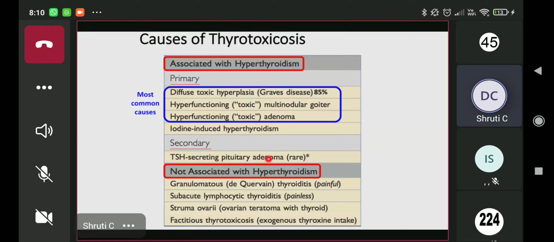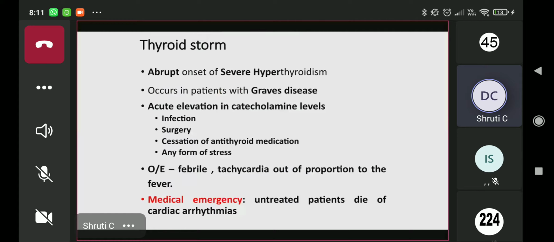Secondary will be TSH secreting pituitary adenoma, which is rare. And in the second category, we have granulomatous recurrent thyroiditis, subacute lymphocytic thyroiditis, struma ovarii, which is an ovarian teratoma with thyroid production, and factitious thyrotoxicosis, that is due to exogenous thyroxine intake. Okay, so I'll discuss these Graves, multinodular goiter, etc. in detail one by one, and the clinical features will be taken up by Dr. Rosny from medicine. But you should know what is thyroid storm.